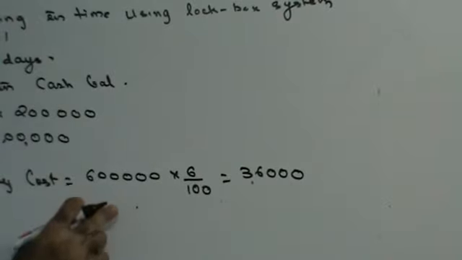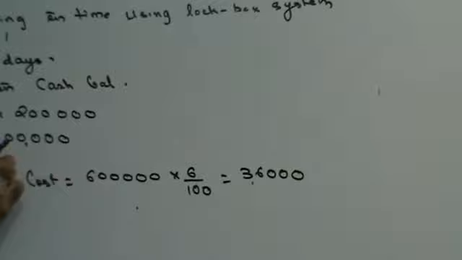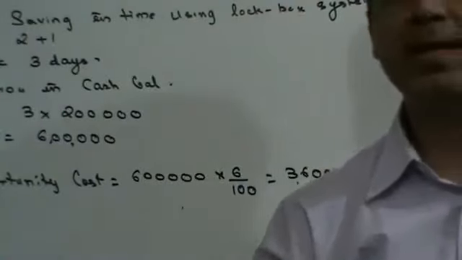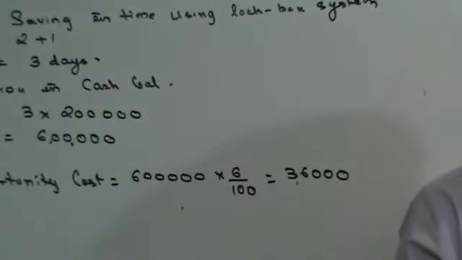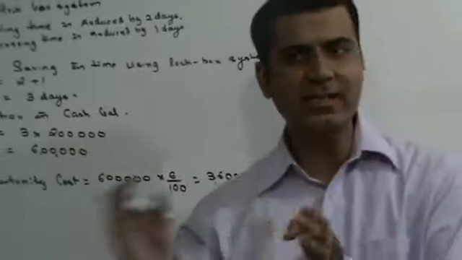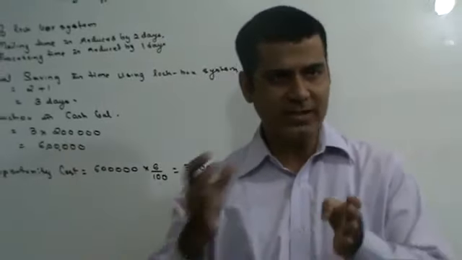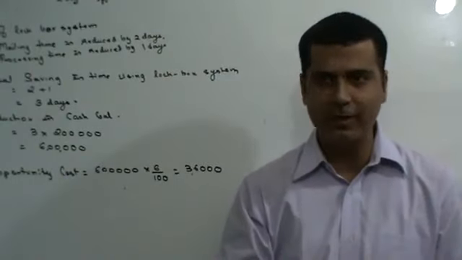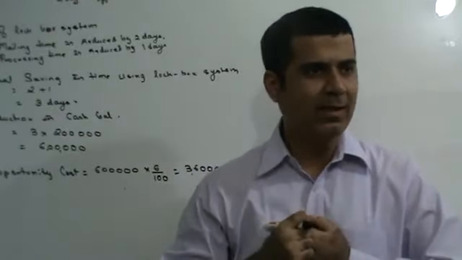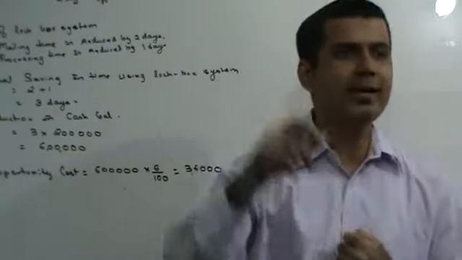Because of using the lockbox system, I'm saving 6 lakh rupees. That 6 lakh rupees which would have been in my hand, instead of being in hand, I'm going to deposit it in the bank. Ideally, I would have deposited the money after 6 days. Instead of depositing the money after 6 days, I'm depositing the money after 3 days only. So for the extra 3 days which I would have held the money in my hand, I'm putting it in the bank.